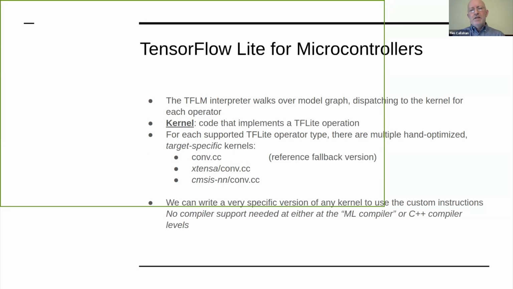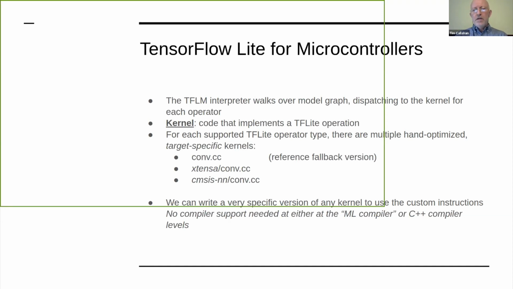The interpreter is very simple. It walks over the graph, looks at what the op type is, dispatches to a kernel. Now the kernel is the code that actually performs that TensorFlow operation, convolution, depthwise convolution, typically a very deep loop nest that iterates over the different dimensions of the input tensors and output tensor. There's no JIT. Again, it's a very lightweight runtime.